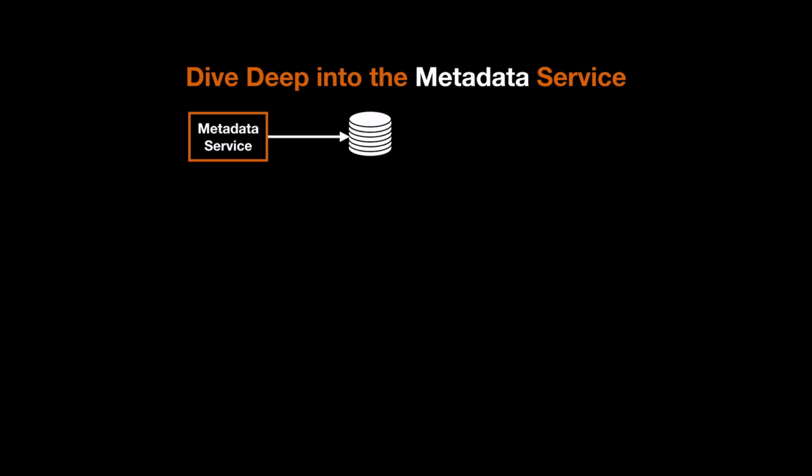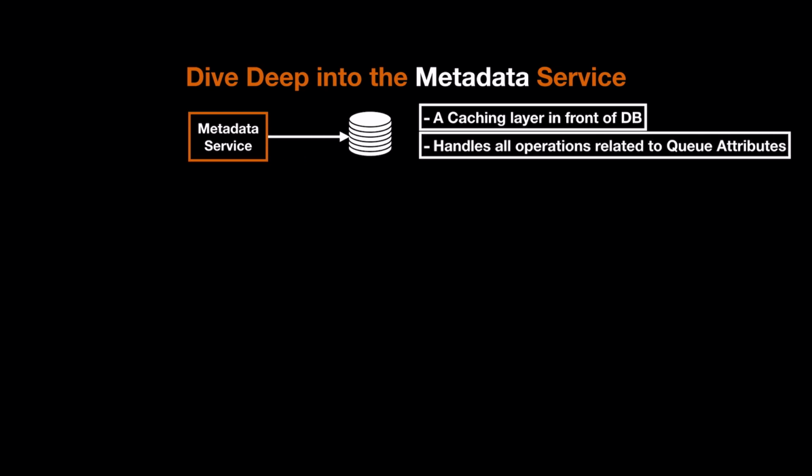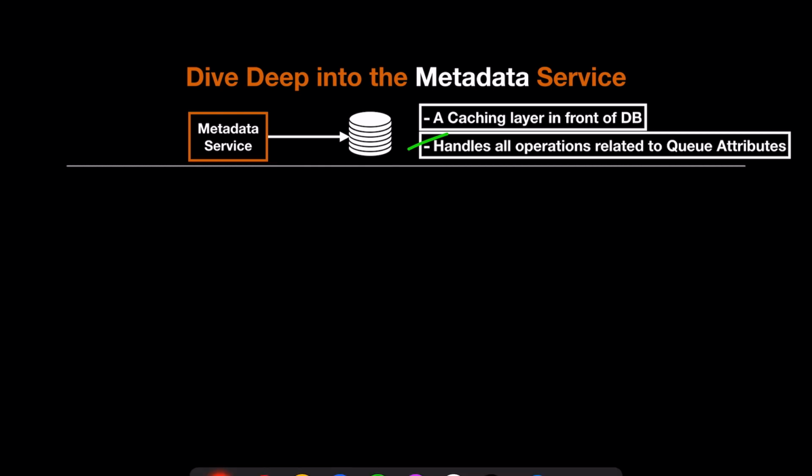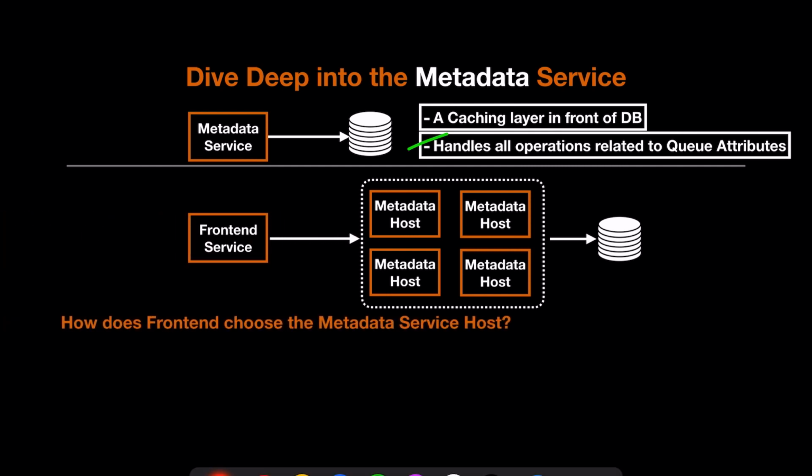Now let's dive deep into the metadata service. The metadata service stores the queue metadata in the database. It's basically a caching layer in front of our database, and it handles all operations related to queue attributes. In the metadata service, we have multiple hosts to handle the incoming load. Now, when the front-end service talks to the metadata service, it needs to choose the metadata service host. So we have multiple hosts. How does the front end decide who to talk to?